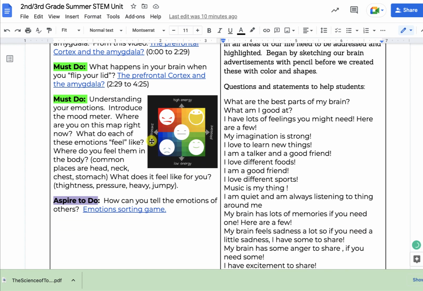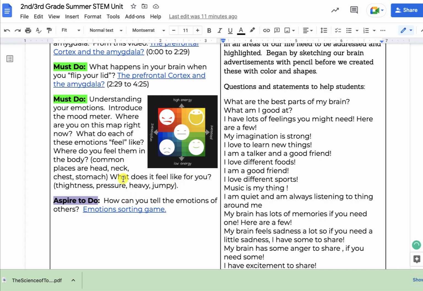But getting students to start naming emotions, I think, is really important. Are they happy? Are they angry? Are they sad? Are they just kind of pleasant, content? So high energy at the top, low energy, high pleasantness, low pleasantness. Again, not good, bad. Not, am I feeling good? Am I feeling bad? But more like where's your energy level and where's your pleasantness level?